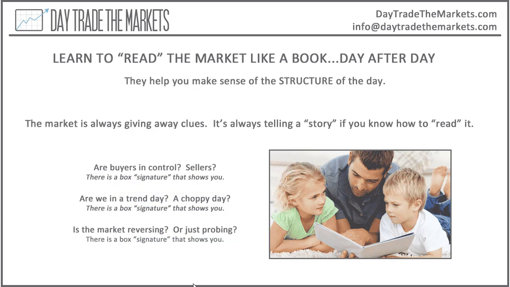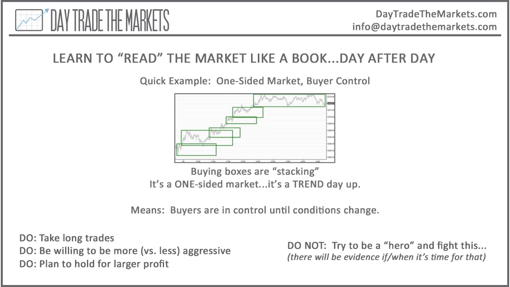So we can read these clues. We can make sense of it. An example of this would be, it's a small chart, I realize, but we've got a situation where we have stacking boxes. So boxes just keep creating and piling on top of each other. I call that stacking boxes. But what that's telling us is this is a one-sided buyer control market. It's a trend day up. That basically means buyers are in control until conditions change.